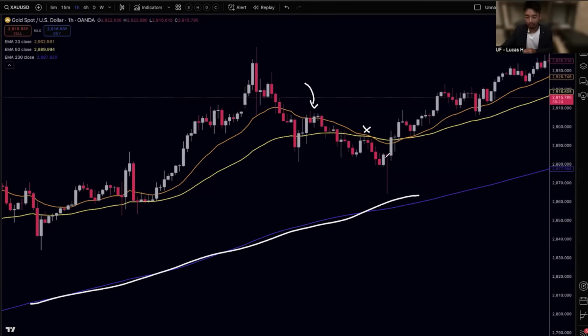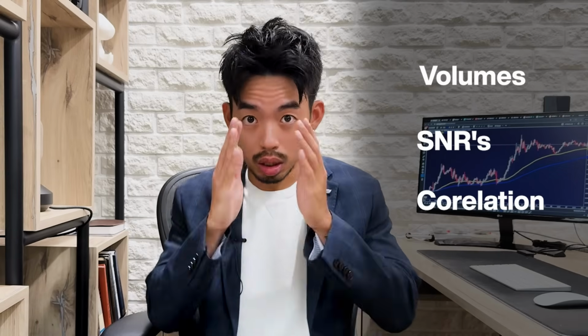And look at what happened here. So there's actually a lot more that goes into this. You can pair this strategy up with volumes, SNRs, correlation, and a lot more things. But again, to trade MAs profitably and in a very simplistic way, this is exactly what you want to do. But there is one more thing that I want to show you that you can apply into the markets right away. It's a very, very simple technique.